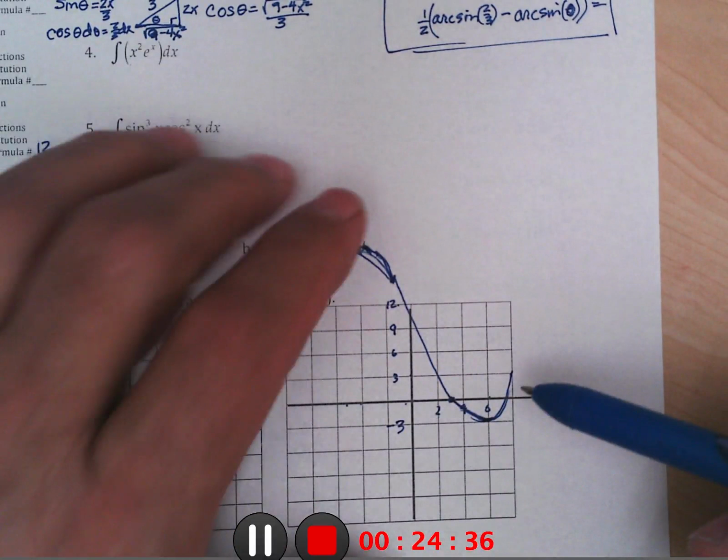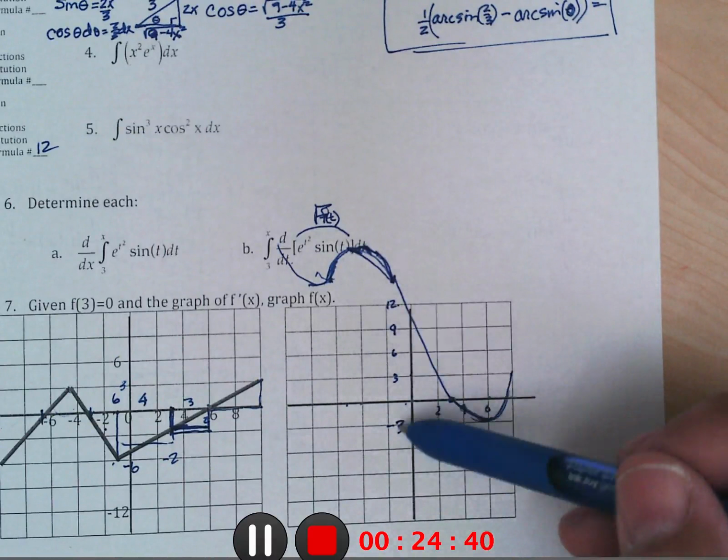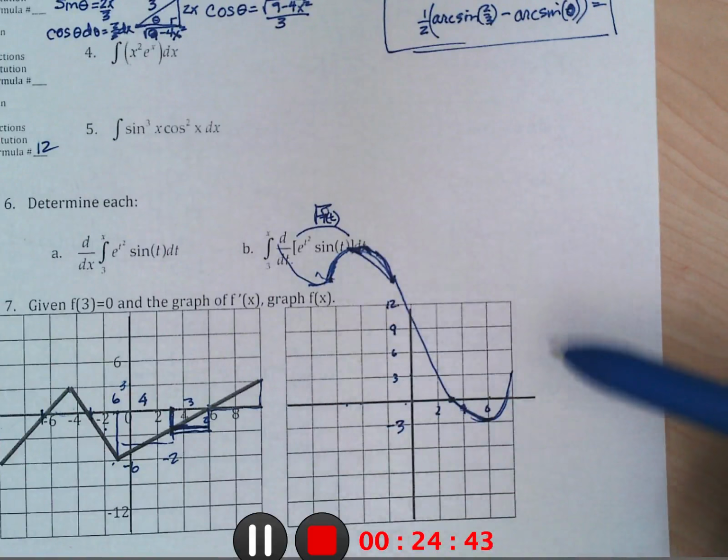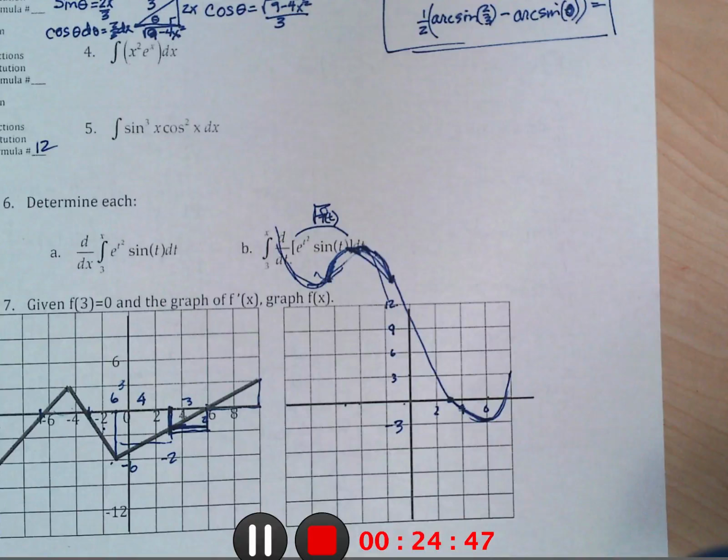But you get the idea of how you've got to do this. If you chose a scale that was off like this, that'll be okay. And if it runs up here, that's okay. I'll give you more room, bigger graphs on the test. That's the idea.